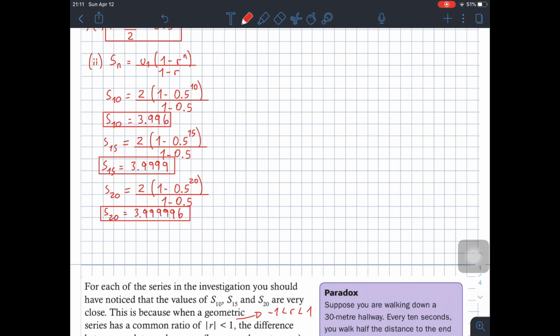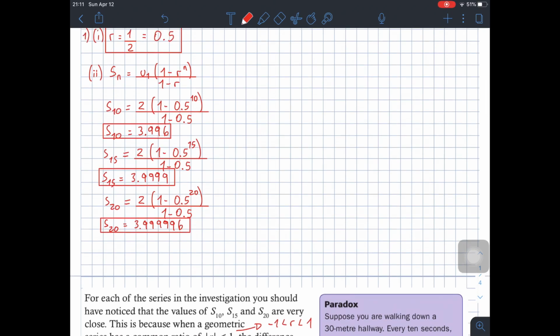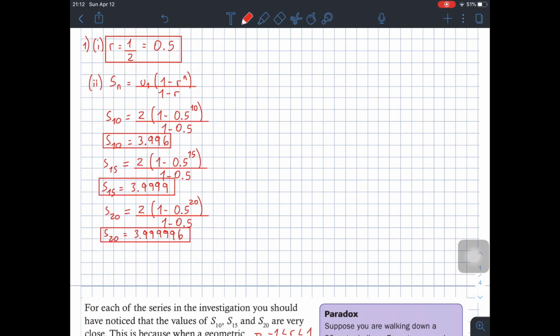Okay? So you see that the difference between the sum of the first 10 terms, the sum of the first 15 terms, and the sum of the first 20 terms is almost nothing, right? It's almost the same number. So you see that these terms are, and this is what we call, they are converging to a value which, if you think about, is the number 4, right? All of the numbers are adding up to number 4.